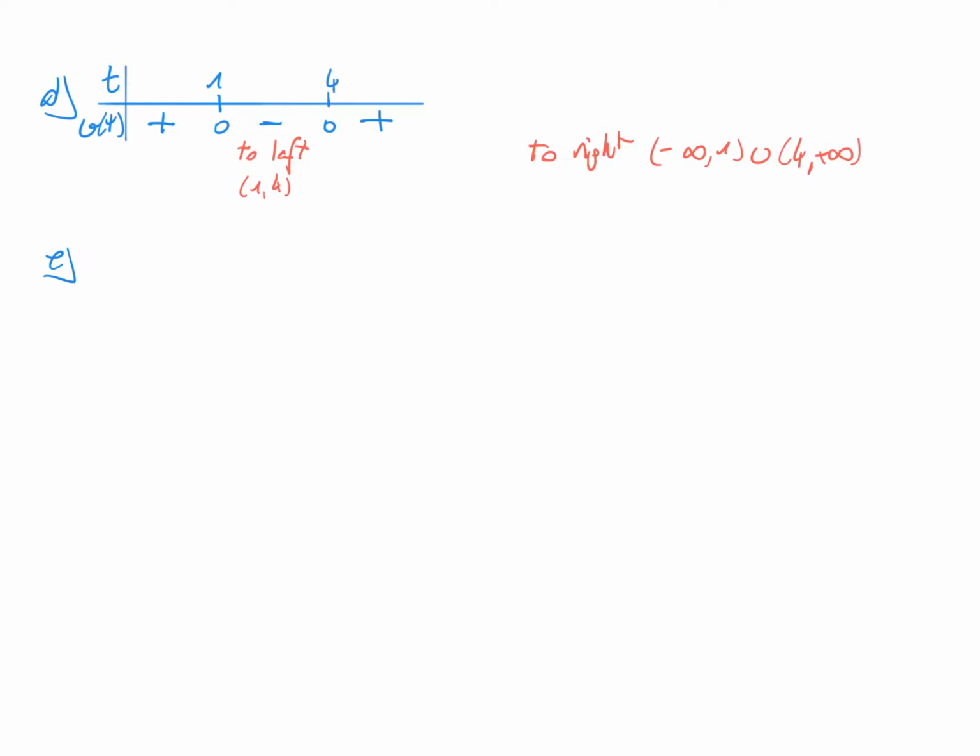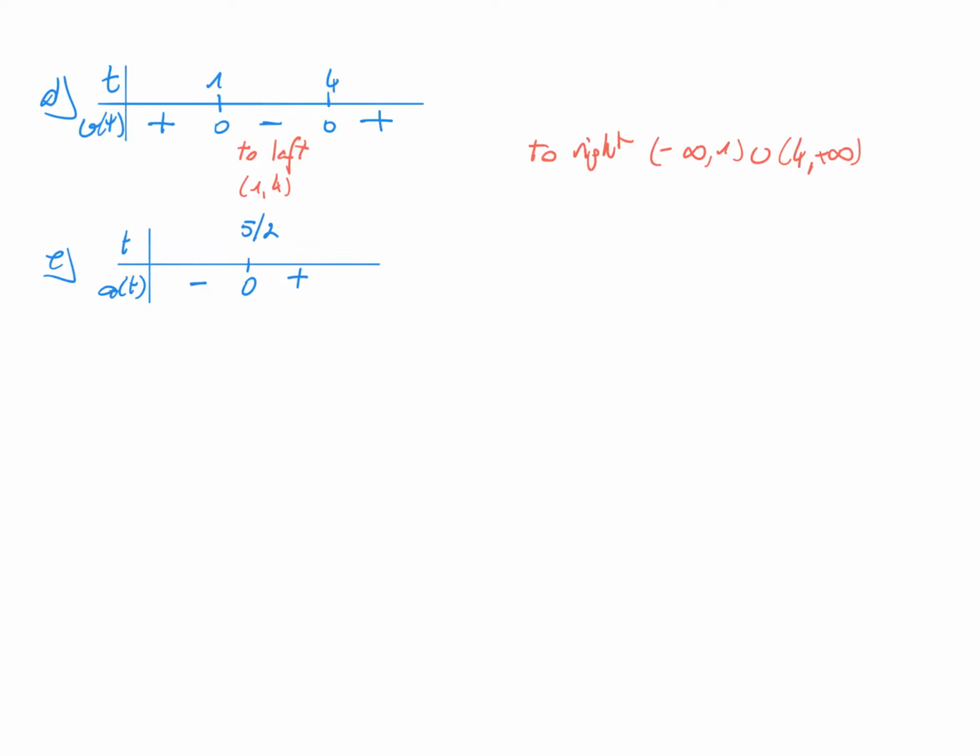To see when the point is speeding up or slowing down, we have to look at the acceleration, and we have to combine the information of the acceleration with the information of the velocity. So what we do is we make a sign chart for the acceleration. For the acceleration we had one critical point, so 5 over 2 seconds, and we do the same. What happens to the left of 5 over 2? What happens to the right? To the left we have negative values, to the right we have positive values.